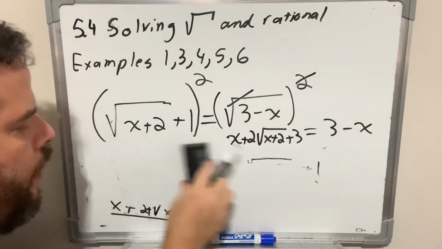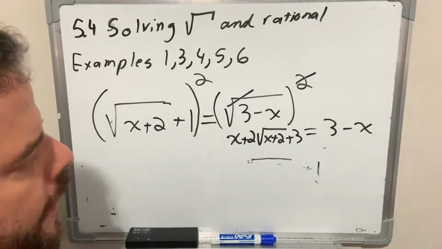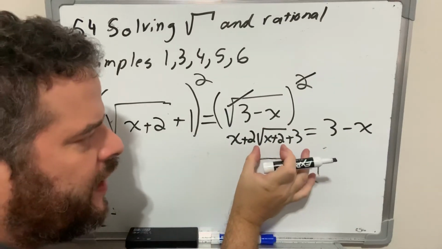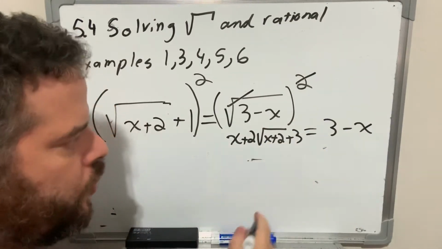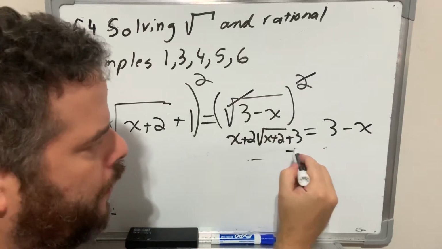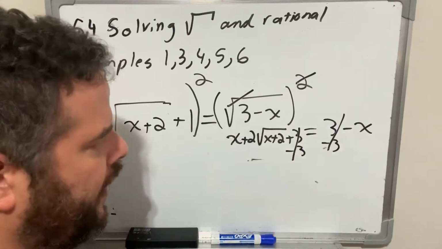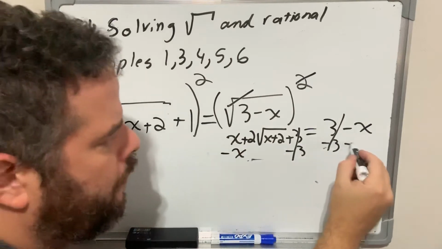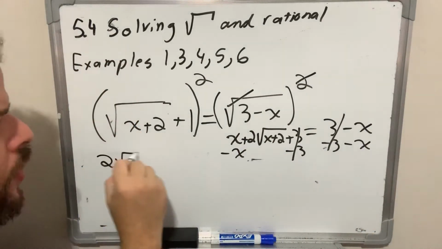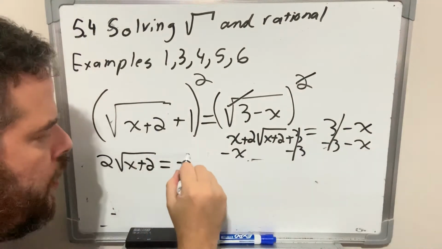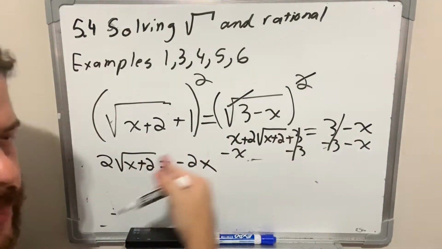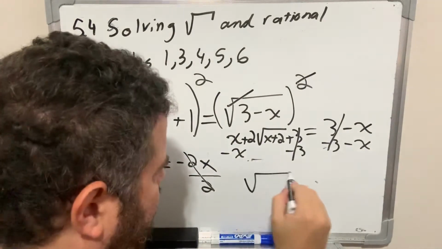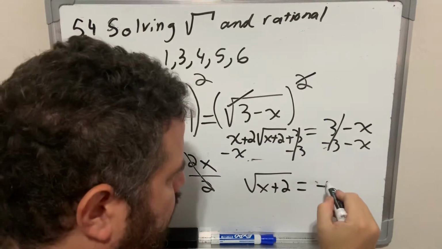Okay. Now what do? I'm going to send everything to the right-hand side to leave only this radical here. So I'm going to get rid of the 3, minus 3, it cancels out, nice and neat. I'm going to send the x this way, minus x. So currently I have 2 square root of x plus 2 equals negative 2x. That's what I'm looking at right now. Now I'm going to divide by 2. I have x plus 2 equals negative x.